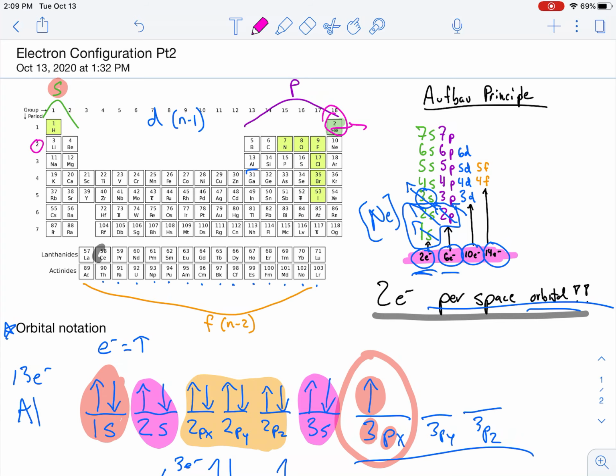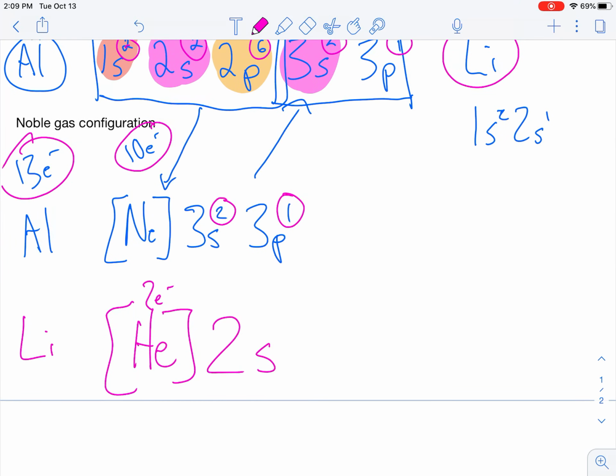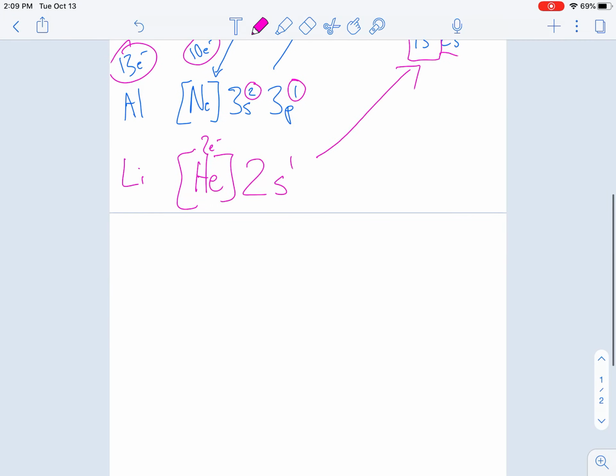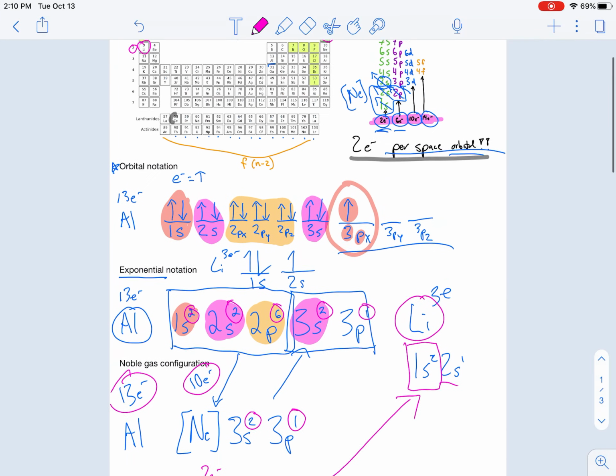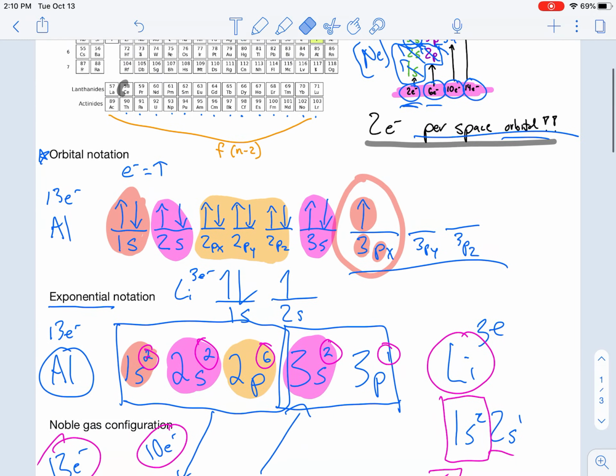Great. Well, what's the location of lithium? 2s1. And that information is the same information there. This is the configuration for helium. I've used brackets to show that. And I have 2s1. All right, let's just do a fun one to make sure you get this concept. So I'm going to do exponential notation for, I don't know, maybe lead. Pb, 82 electrons. Let's go ahead and find the last location. Let's see if this makes sense.